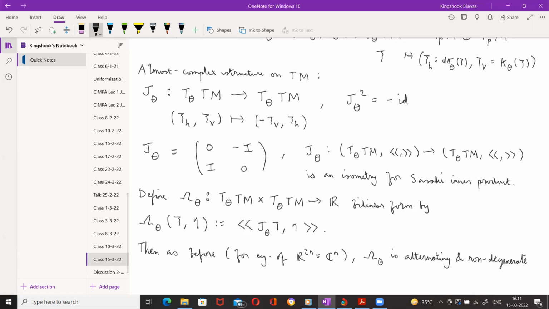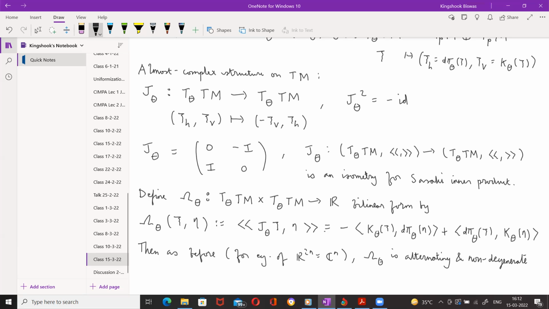So explicitly, what is this? J theta xi is minus xi v, xi h, inner product with eta h, eta v. So this will be minus the inner product of xi v with eta h. So xi v is k theta xi and eta h is d pi theta eta, plus inner product of xi h with eta v, right? So xi h is d pi theta xi, and eta v is k theta eta. Is this clear?